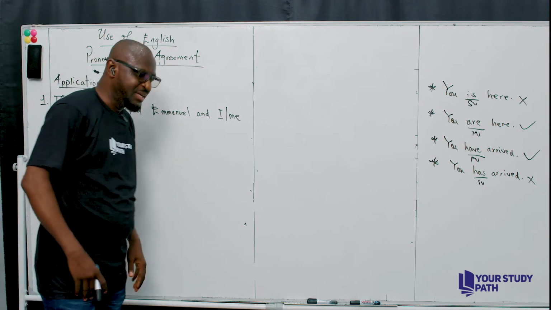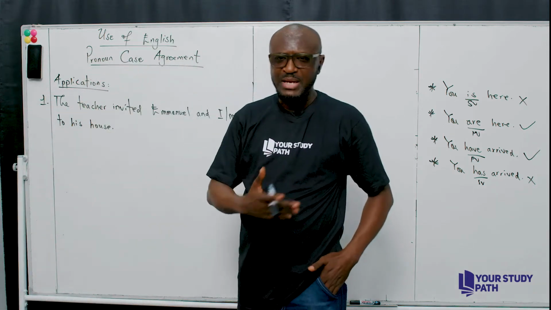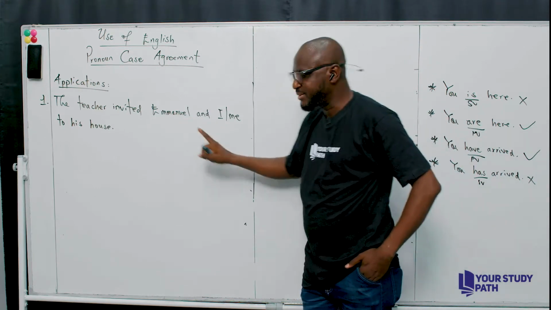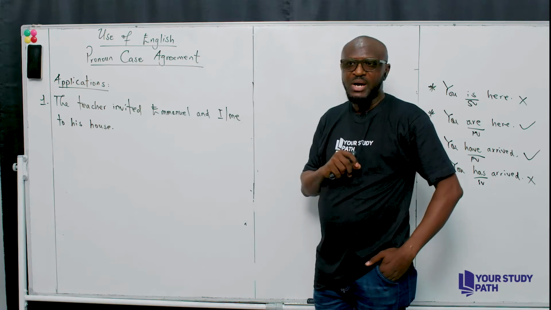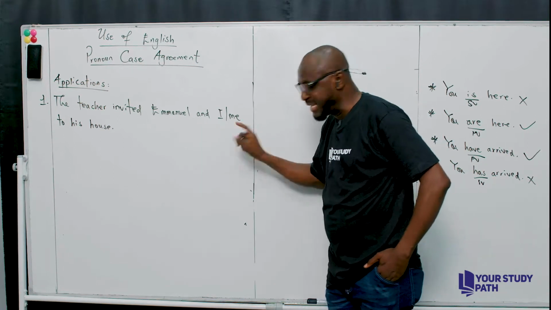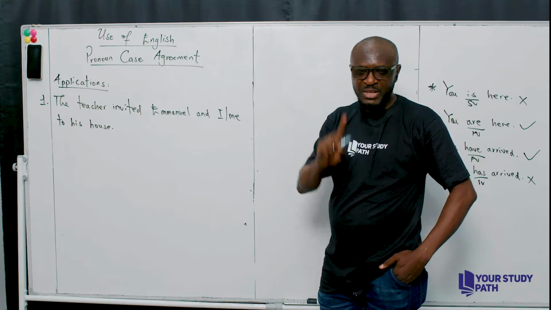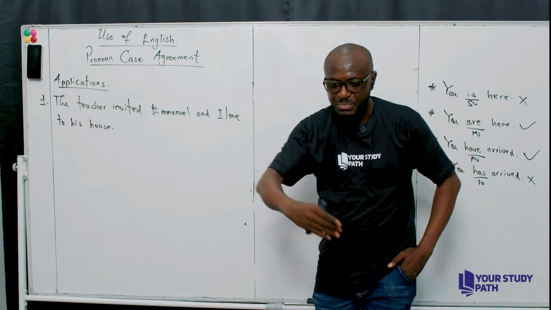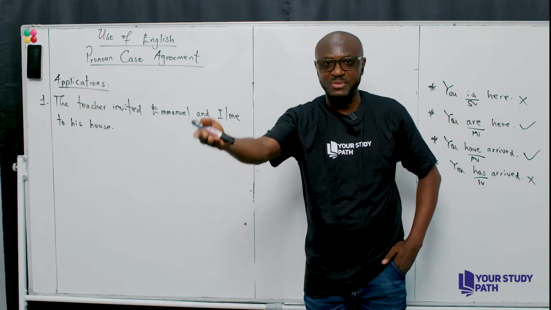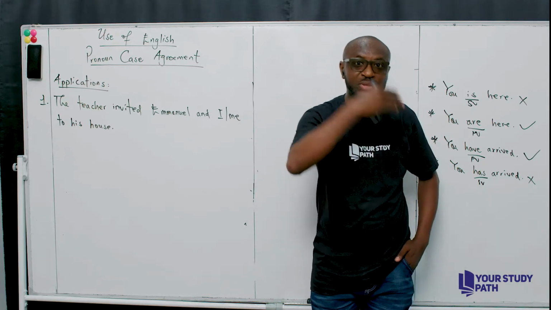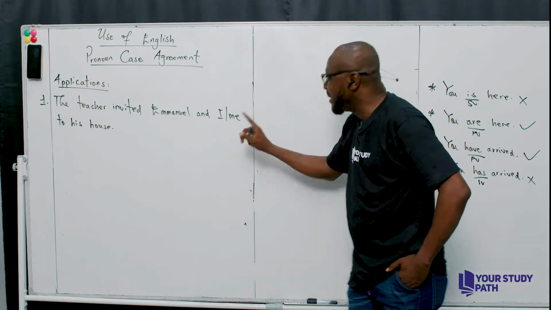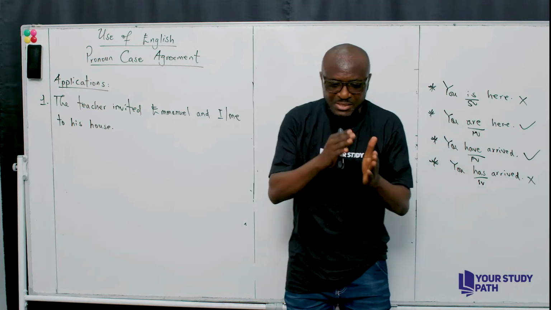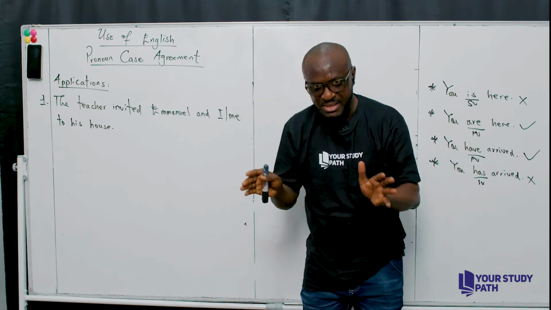Now we have a challenge here. What's the challenge? Are we expected to use "Emmanuel and I," or are we to use "Emmanuel and me"? It's simple. Don't forget, I is subject case. It performs an action. It does something. It is placed right before the verb in every sentence. Me is an object case. It receives an action. It is placed right after the main verb in a sentence.